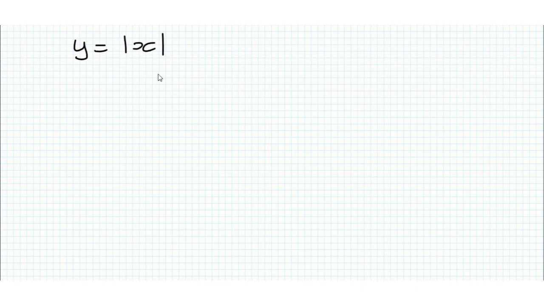That's all it does. It just changes the sign of what's inside it if what's inside it is negative. If it's positive, or 0, it just keeps it as it is. So how would we draw this graph?